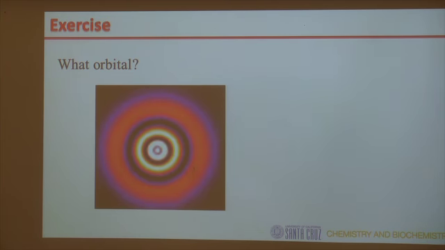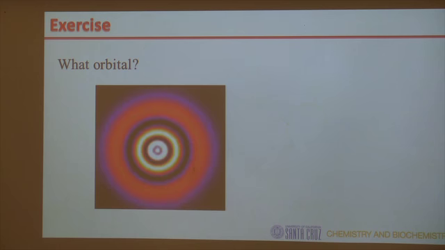Any ideas? They say it's s orbitals. Okay, why? Vertical symmetry. Okay, so it must be s orbitals. Good. And how many radial nodes?